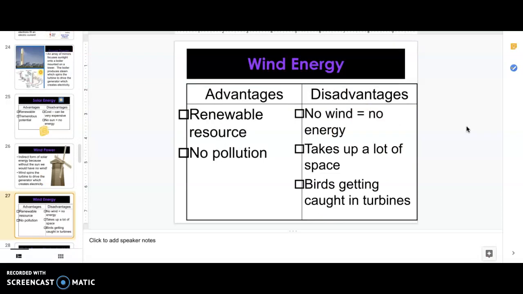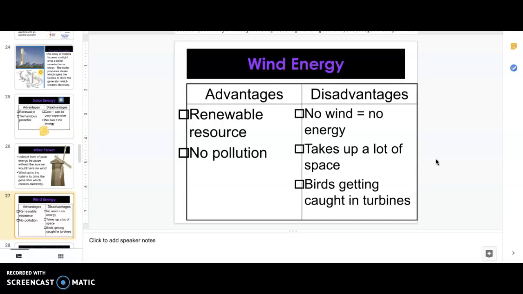There's less pollution, but some of the disadvantages are when there's not enough wind, there's less energy. It can take up a lot of space as well. You'll see sometimes that some areas have wind farms off their coasts where there's a lot of winds. Also, people are very afraid, and it has happened that birds will get caught in the turbines and hurt.